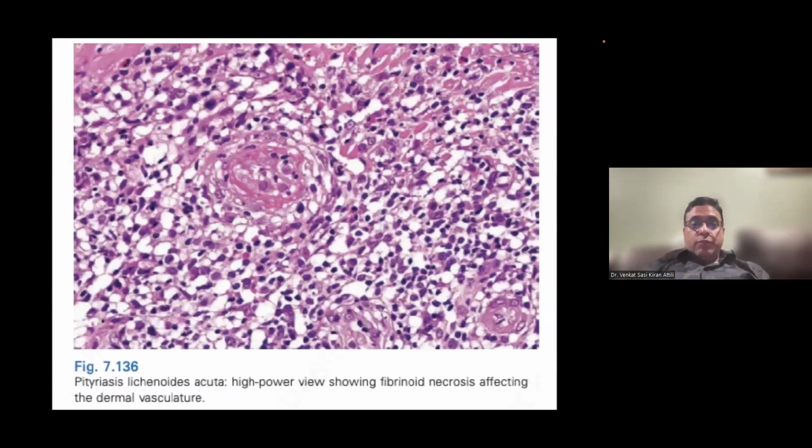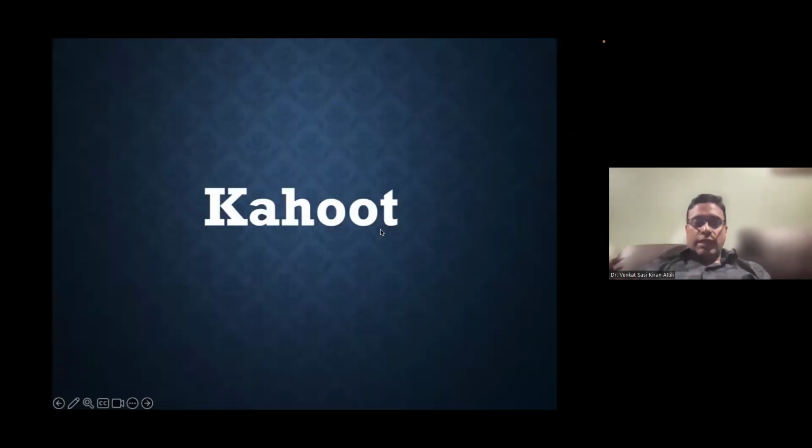Oh, this is an example of pityriasis lichenoides showing lymphocytic vasculitis actually, but leukocytoclastic vasculitis has also been described. You can see fibrinoid vessel wall necrosis, lots of lymphocytes. I think there may be an occasional leukocyte here as well, actually. There's some nuclear dust here. Okay, so last question coming up.